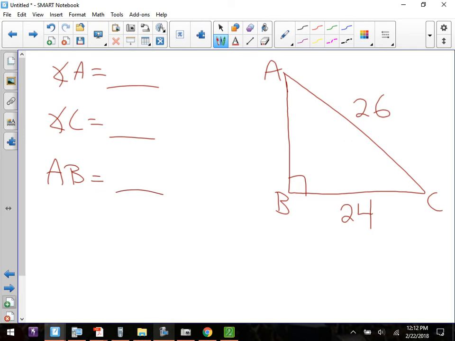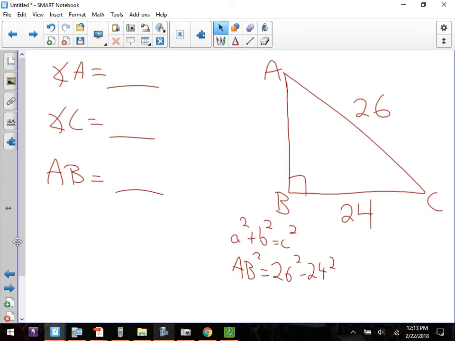How do you find the side of a right triangle knowing 2 of the other sides? Yeah, you just use Pythagorean theorem. Whenever you have 2 sides to the right triangle, just use Pythagorean theorem. That's the easiest way to do it. So we know we have a squared, b squared, and c squared. Like we were saying, we're just taking c squared and subtracting over. So we're missing a side length, which is AB. AB squared is going to equal 26 squared minus 24 squared. Yep, it's using Pythagorean theorem.